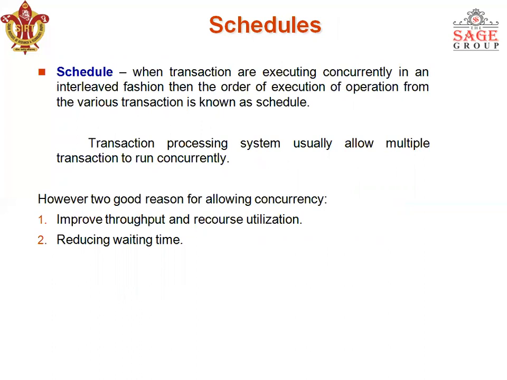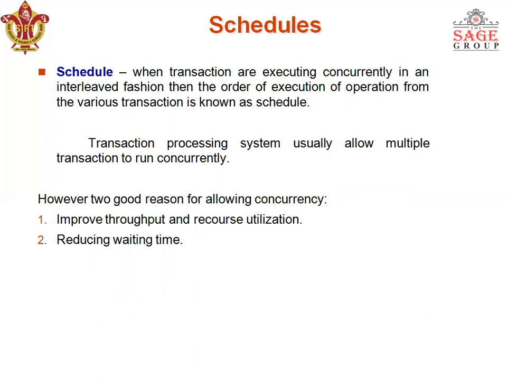What is the meaning of schedule? A schedule is used to describe the order of execution. It basically tells the user which transaction performs first and which second. The definition of schedule: when transactions are executing concurrently in an interleaved fashion, the order of execution of operations from the various transactions is known as a schedule.